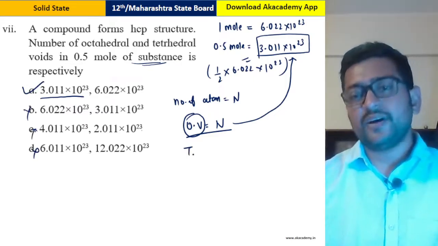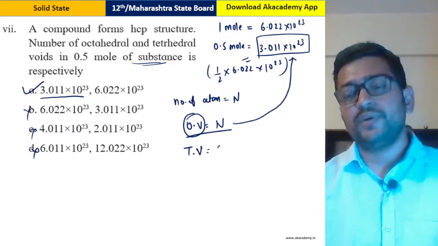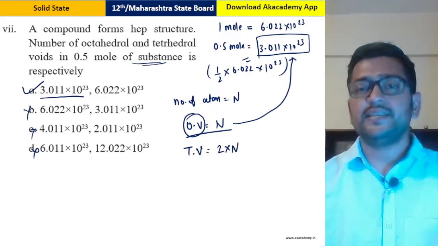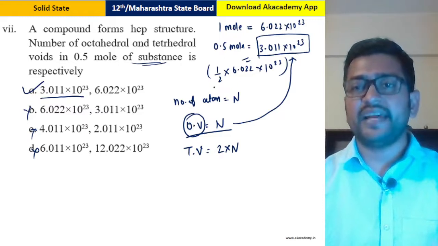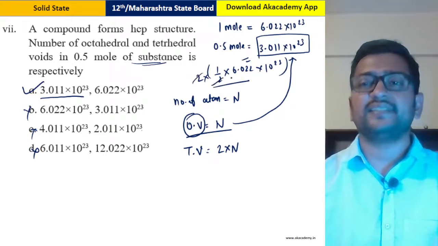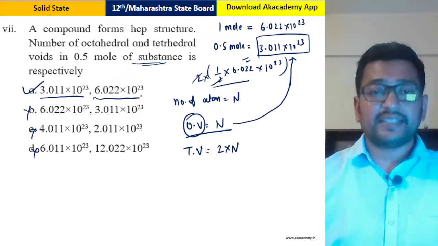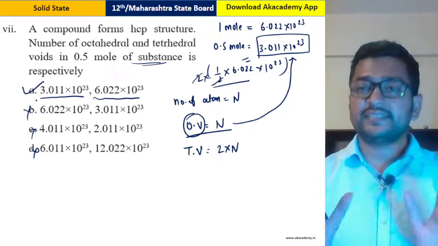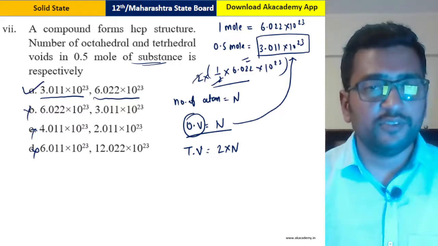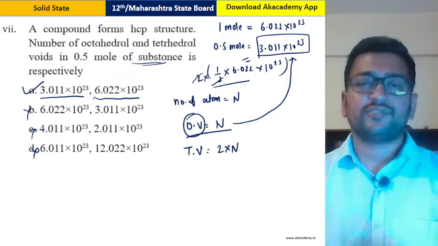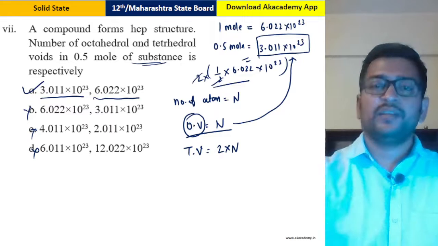Now if I discuss the tetrahedral void, it should be 2 into n. If I multiply this particular value with 2, then 2 and 2 will get cancelled, and again I will get 6.022 into 10 raised to 23. So practically our option A is the correct one. Now let's move ahead and discuss the last question of this particular chapter.